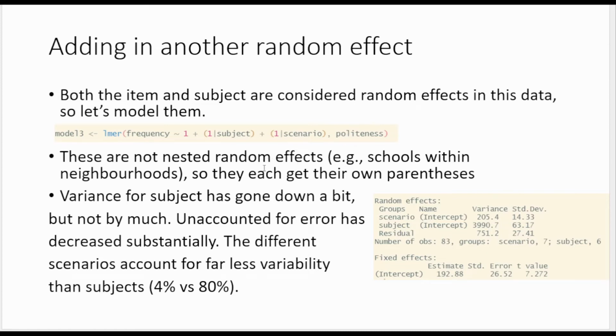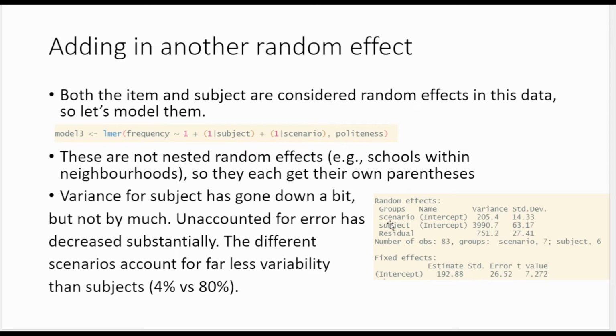These have their own random effects parentheses because they're not nested random effects. For instance, if we had schools within neighborhoods, that would be nested within the same set of parentheses, so the model knows that these are nested random effects and not separate random effects. So we run this model, and here's the output.